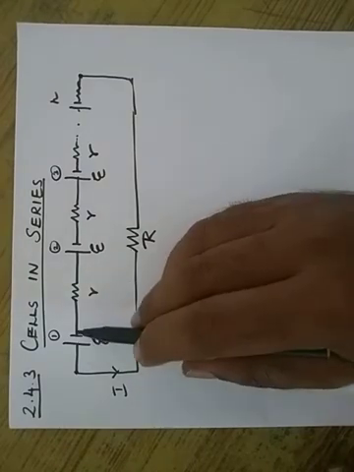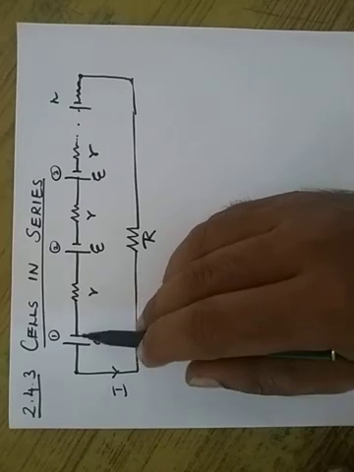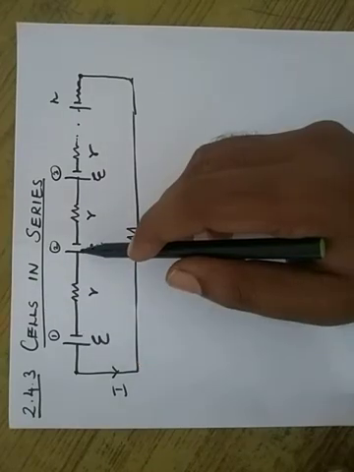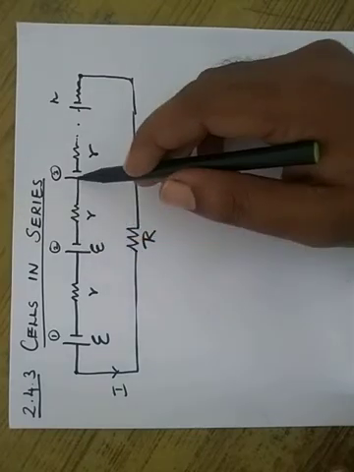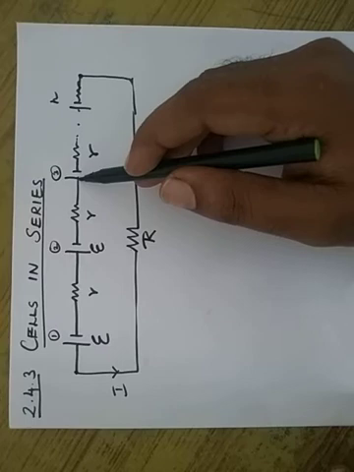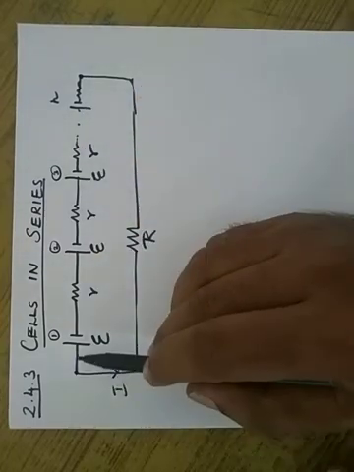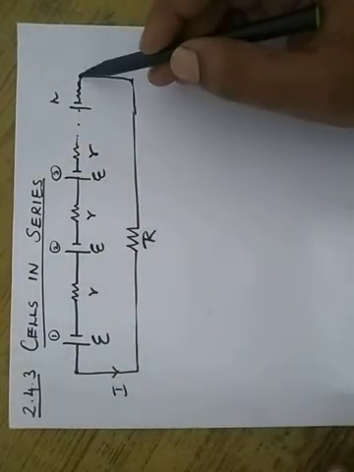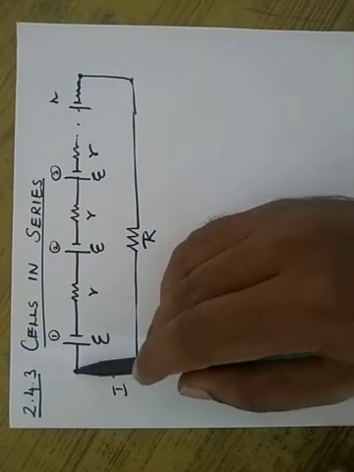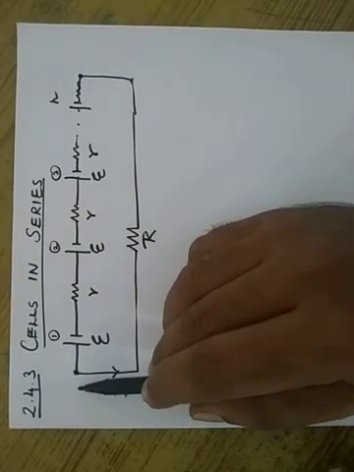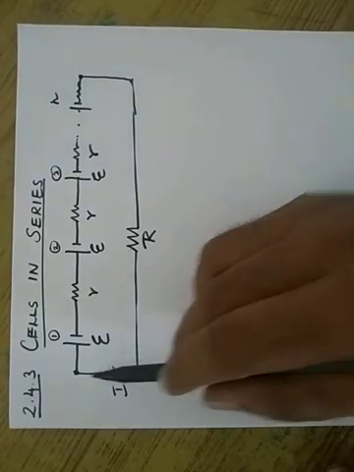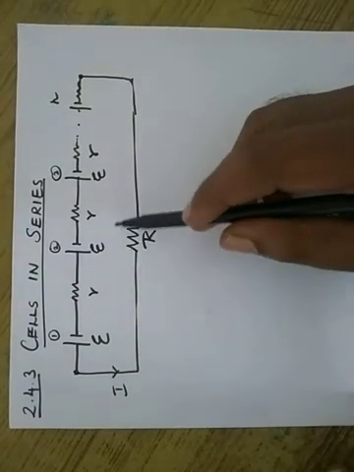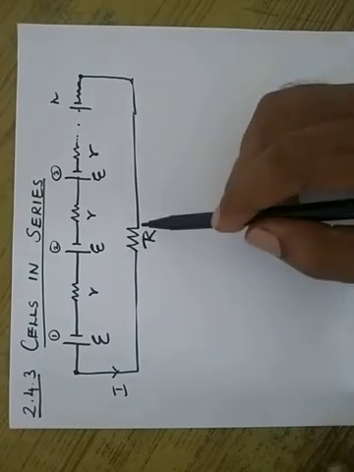The negative terminal of this cell is connected with the positive terminal of the second cell. Then the negative terminal of the second cell is connected with the positive terminal of the third cell, and so on. Here we get two terminals. This terminal is known as the free positive terminal of the battery. It is the free negative terminal of the battery. Here it is also connected with an external resistance R in series.